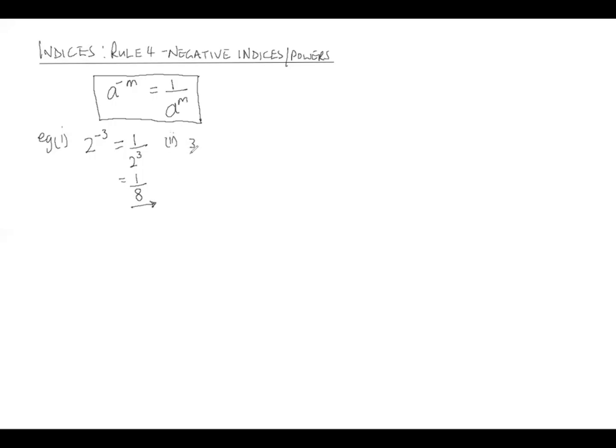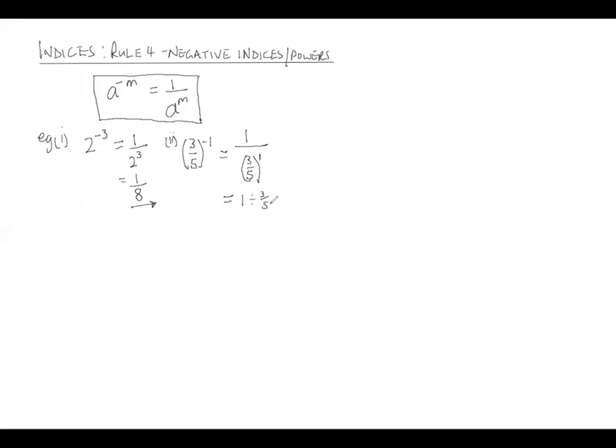3 over 5 to the power negative 1. This is the same as saying 1 over 3 over 5 to the power 1. Now this looks like something very complicated, but it's very easy. If you know how to divide fractions, this is similar to saying 1 divided by 3 over 5.